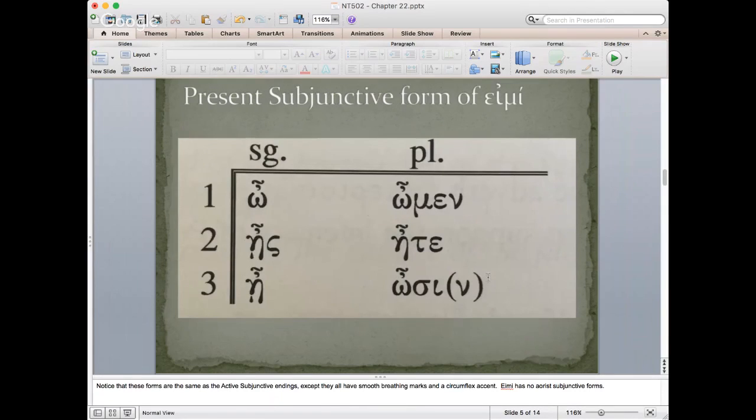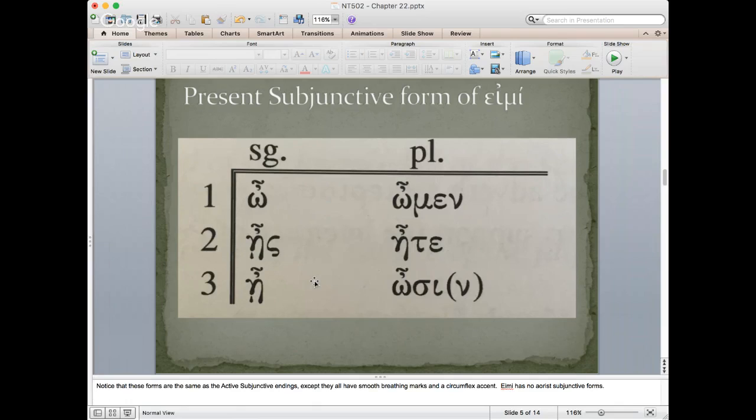So the middle/passive (EME) subjunctive is basically just the endings lengthened: omega, eta, alpha with a circumflex. Notice that these forms are the same as the active subjunctive endings, but they have smooth breathing marks and a circumflex. Notice these are smooth, not rough, and they all have circumflexes.